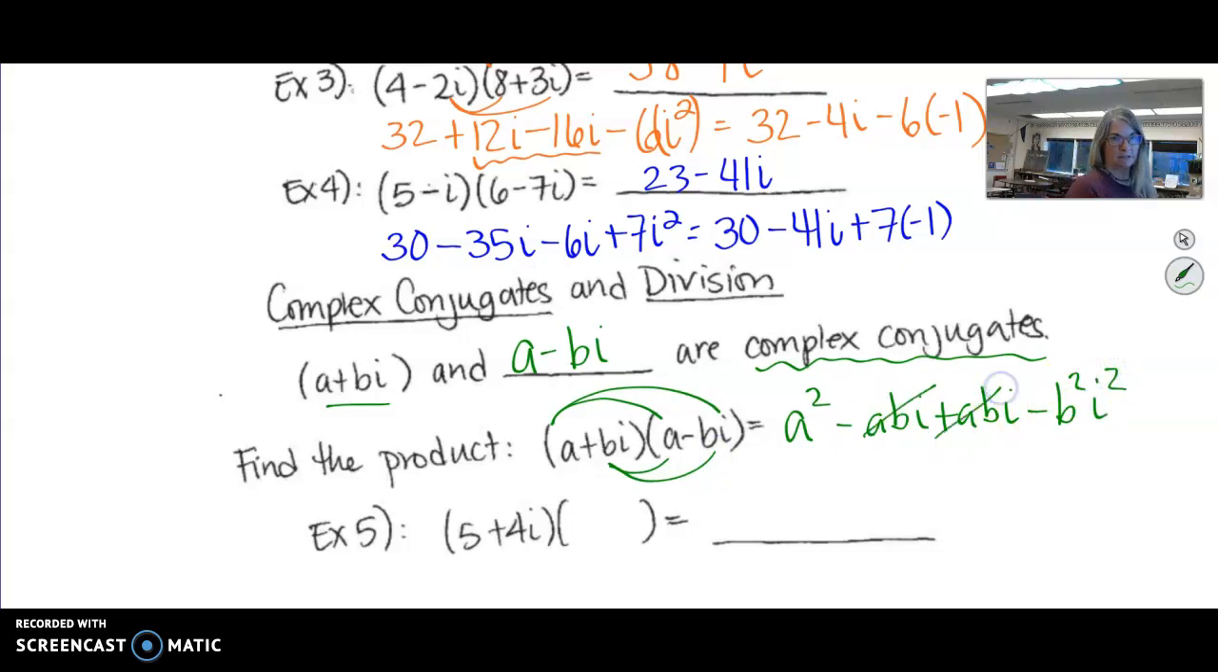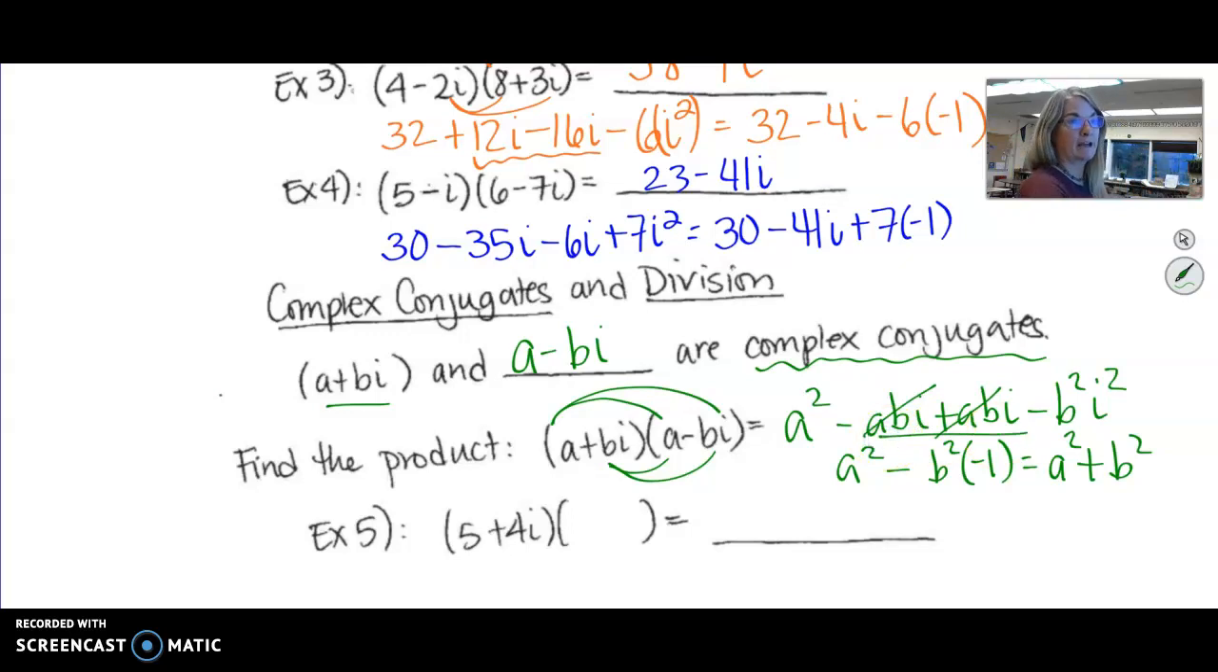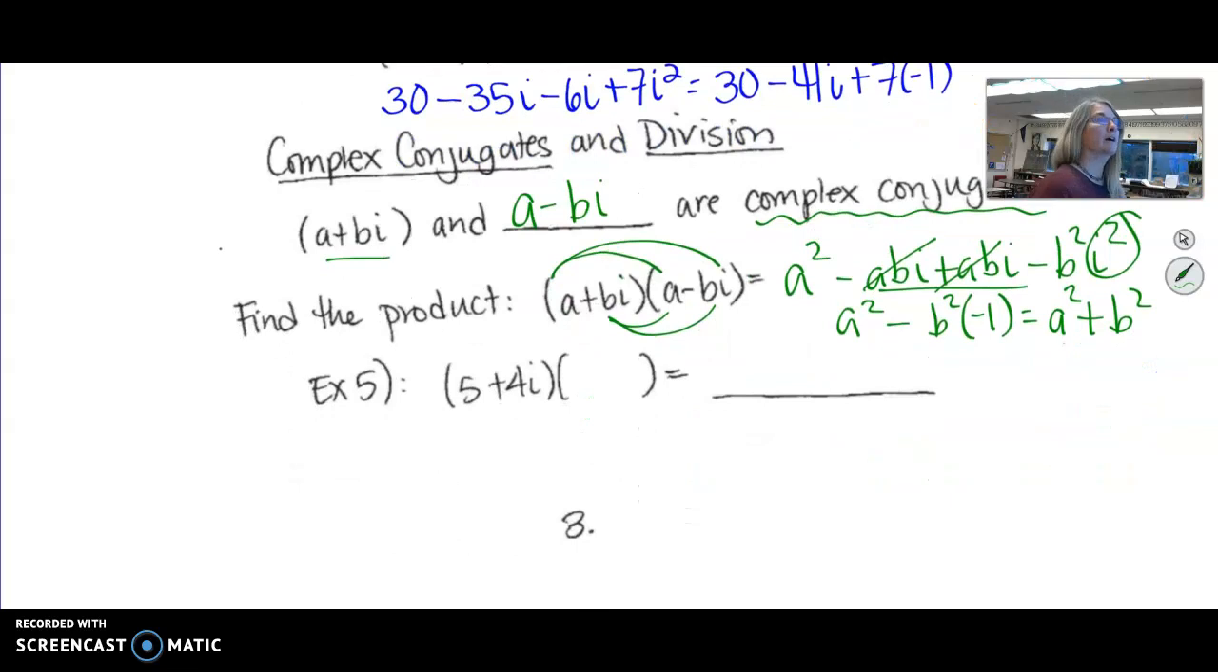These two cancel each other out, so I have a squared because they add to 0. Then I have minus b squared, and remember i squared is -1. So what we end up with is a squared plus b squared. When you multiply a complex number times its complex conjugate, the imaginary part disappears because they add to 0 here, and then we have this i squared is -1. So the imaginary part is no longer present.